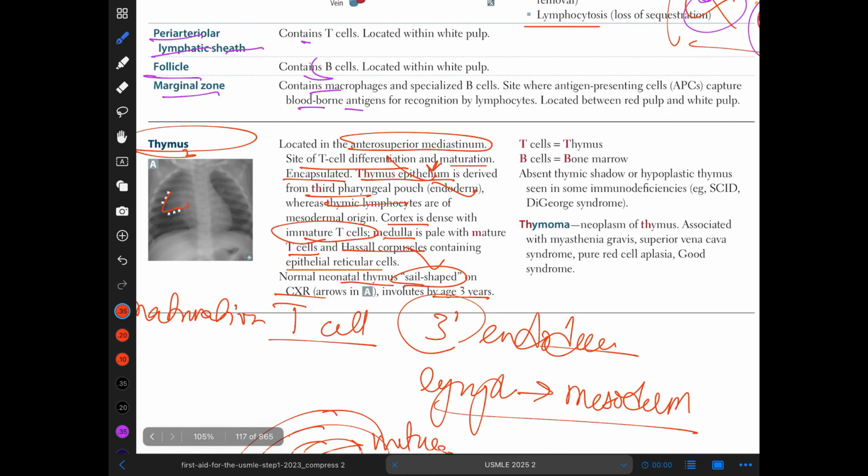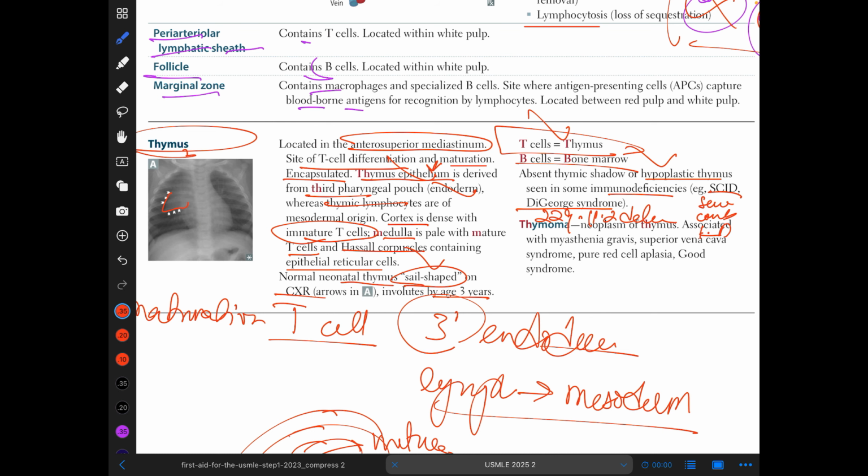And guys, in some conditions, there is immunodeficiency and hypoplastic thymus in children due to DiGeorge syndrome. You already know this is the 22q11.2 deletion syndrome, and the other is SCID, that is severe combined immunodeficiency. And you already know that T cells mature in the thymus and B cells in the bone marrow.